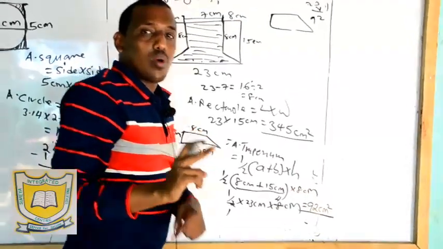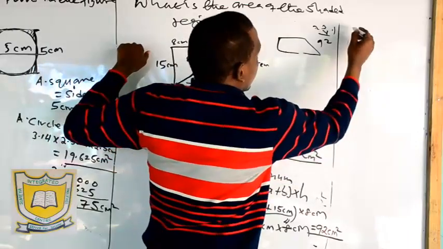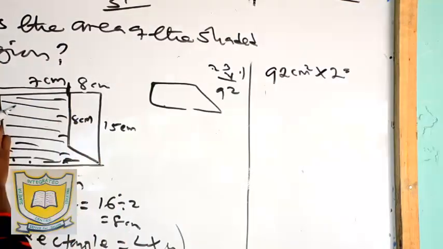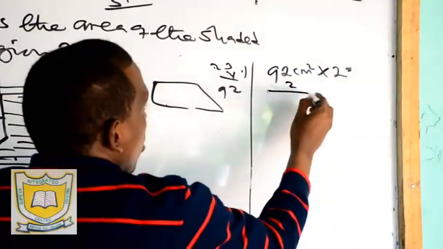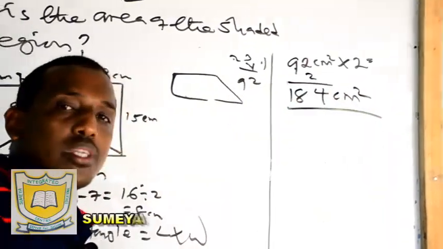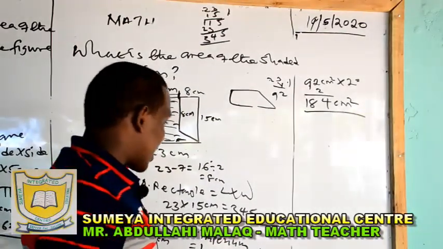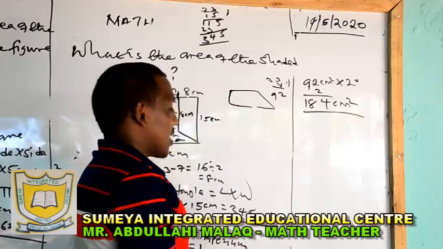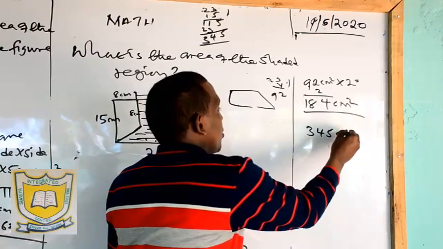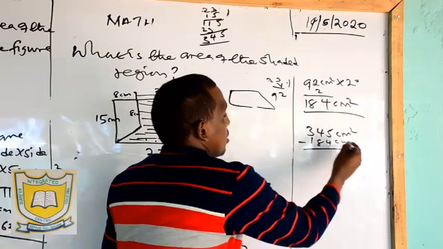The other trapezium, what do we do? We say times 2, the two trapeziums. So we say 92 centimeter squared times 2. This one is 92 and this one is 92. So 92 times 2, you get 184 centimeter squared. That is the area of the two trapeziums. What we do now to get the shaded part, we subtract from the area of the rectangle. So we say 345 centimeter squared minus 184 centimeter squared.